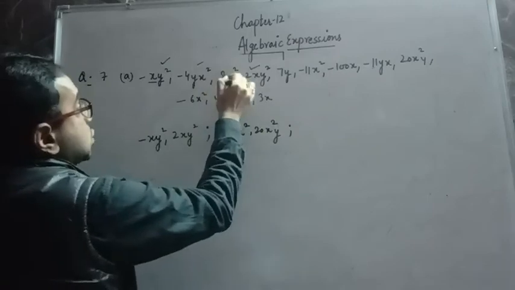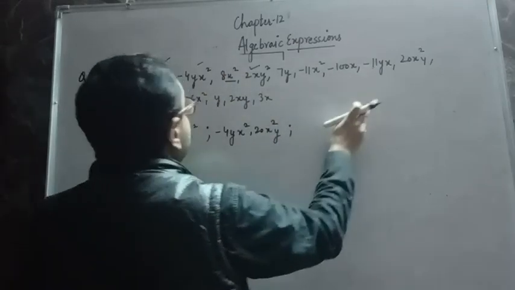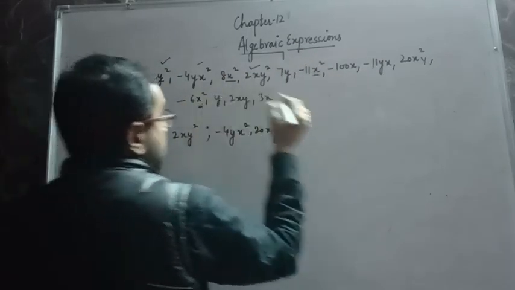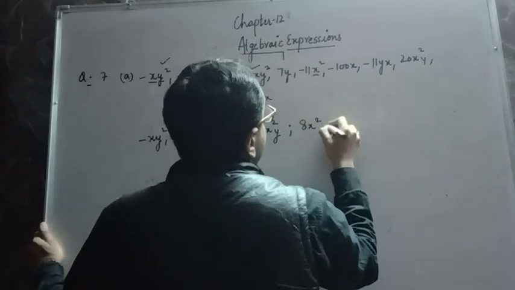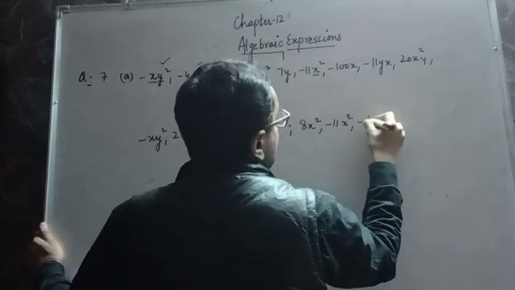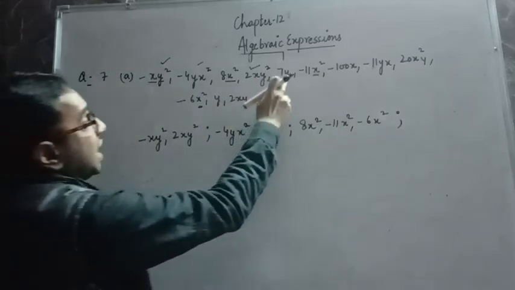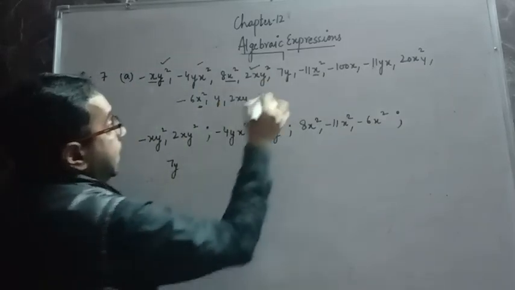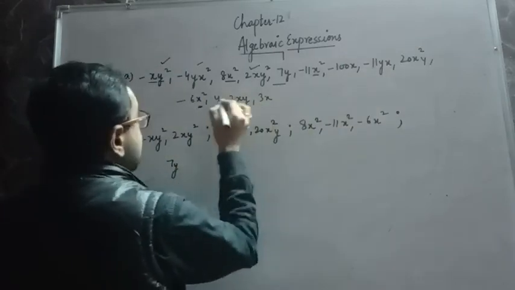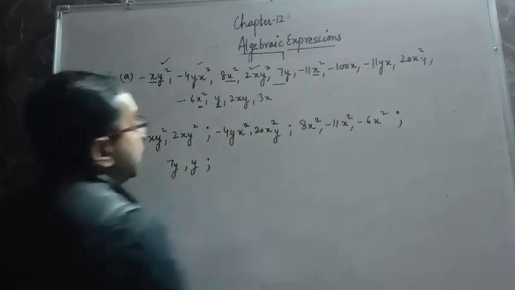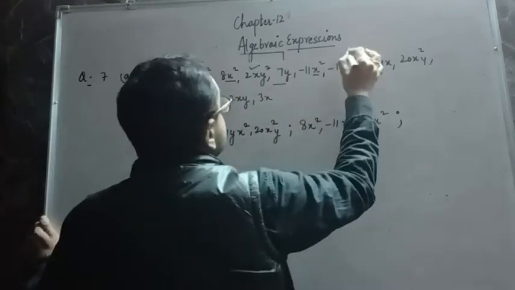Next, 8x square, x square. Do we have any other term x square? Yes, x square. 8x square, minus 11x square, minus 6x square. They are like terms. Next, y term. 7y. Do we have another term? Yes, y. 7y and y, one term. Next, done. This is also.